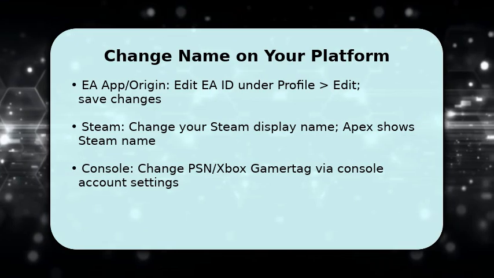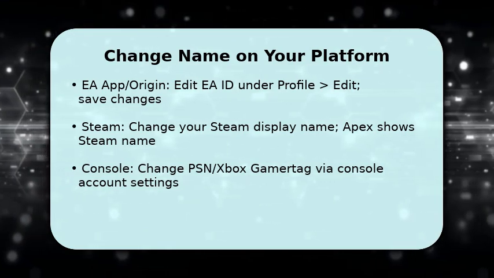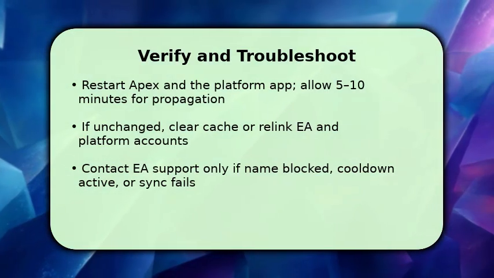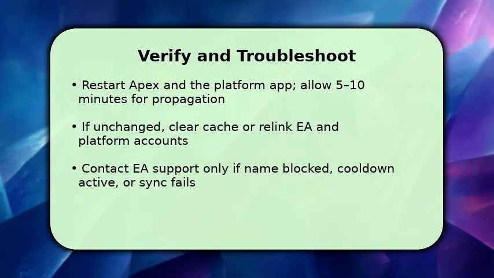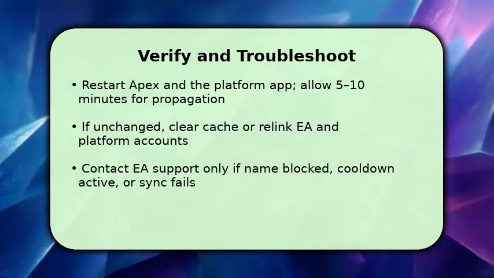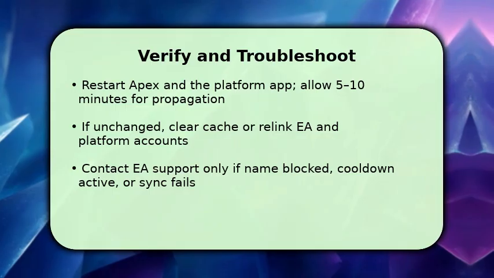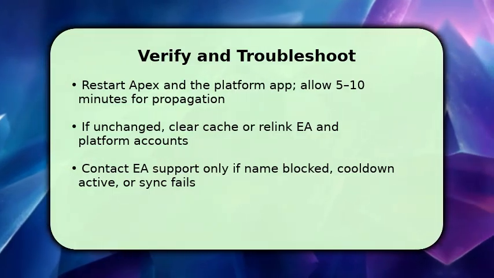You finish by verifying the new name in Apex. Restart the game and the platform app, then check your lobby name. If it hasn't updated, make sure the change saved on the platform, clear cache or log out and back in, and relink accounts if needed.